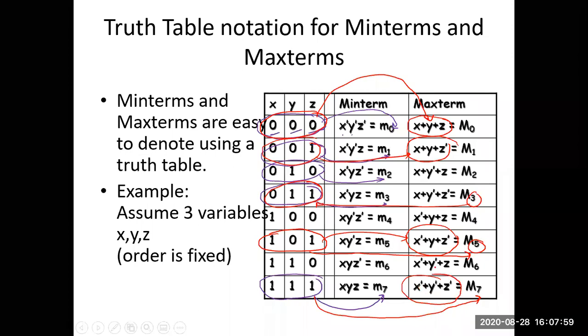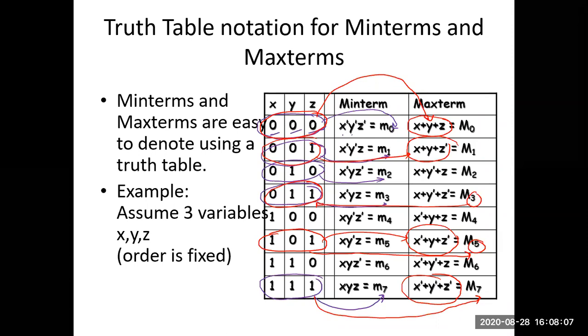So in this way you can write the minterm and maxterm of all possible combinations in your truth table, all possible combinations of your variables. These x, y, z are your variables or literals.